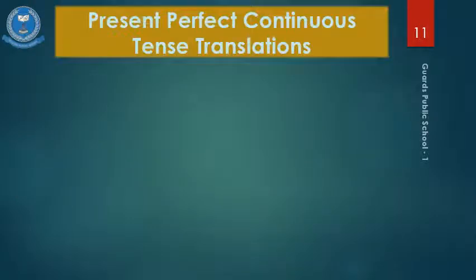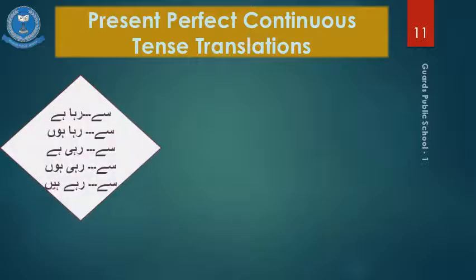Our new topic is translations of present perfect continuous tense. The Urdu identification of present perfect continuous tenses is rahā hai, rahā hūn, rahī hai, rahī hūn, rahe hain. The Urdu word se is also used here with a time expression.